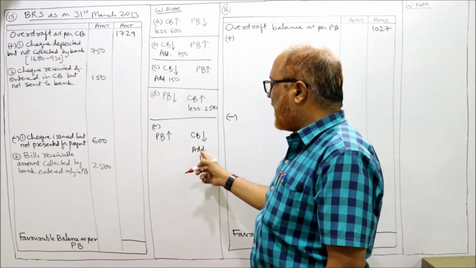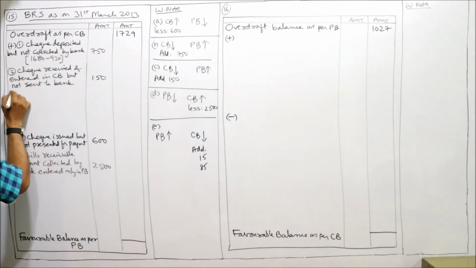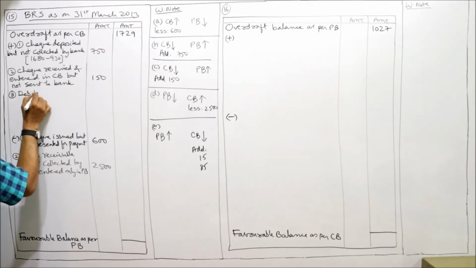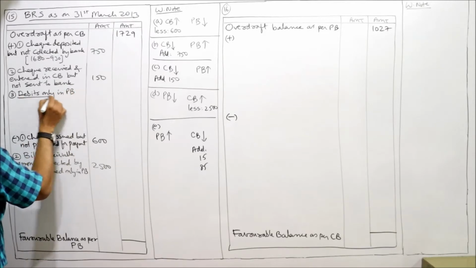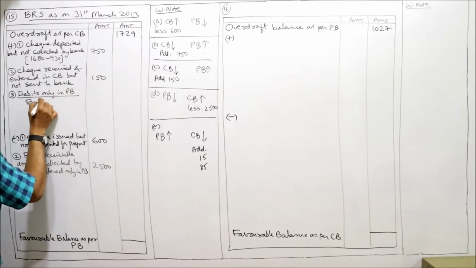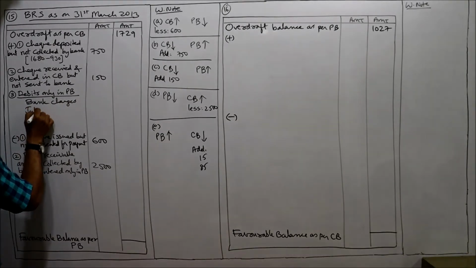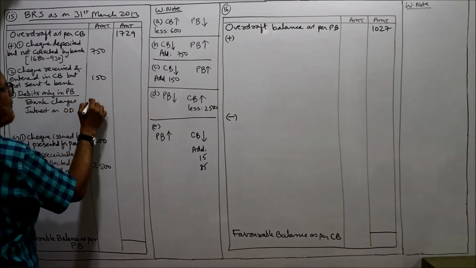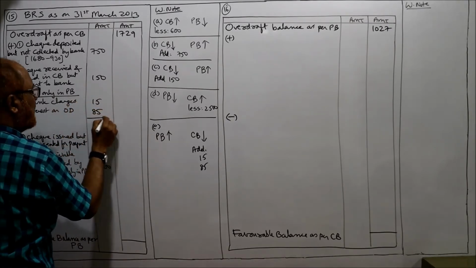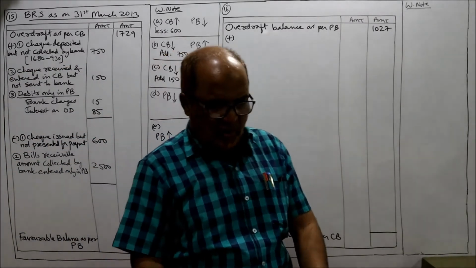Now these have to be added. So add items. Debits only in passbook. Bank charges and interest on overdraft. Bank charges are 15, interest is 85. That's all. So we have completed. We have taken all the items.